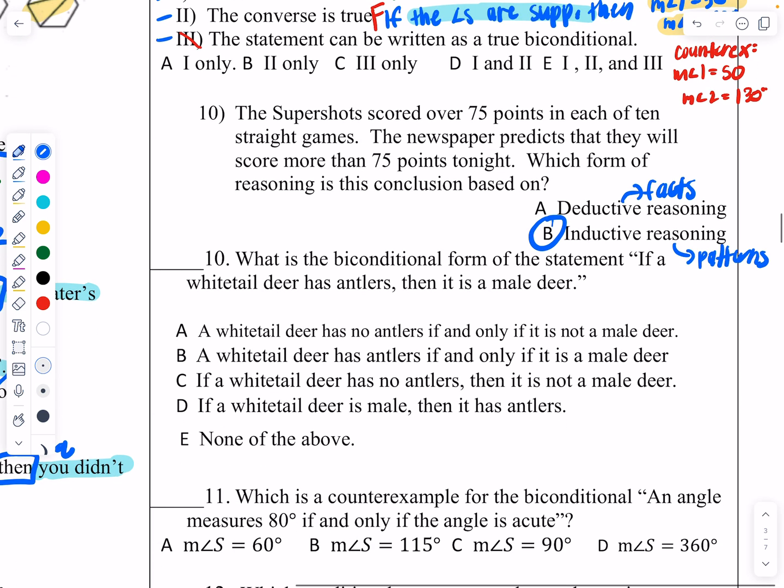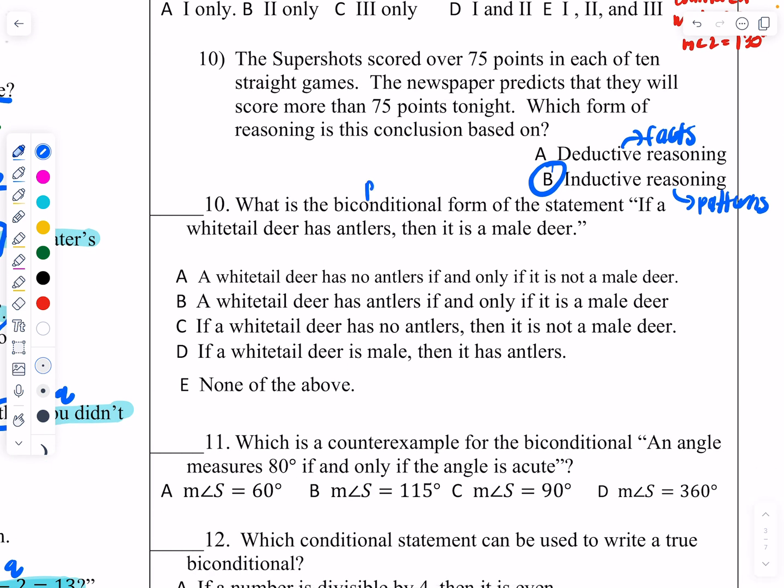Okay. What is the biconditional? Remember, biconditional is an if and only if statement. P if and only if Q. Biconditional form of the statement: if a white-tailed deer has antlers, then it is a male. So we can turn that into a biconditional, which of course is where you have if and only if in the middle. If and only if is here.